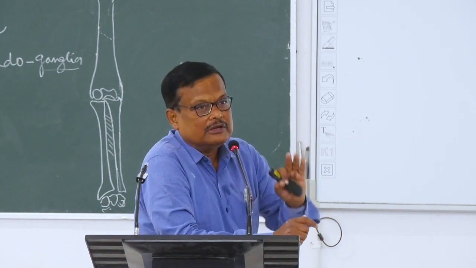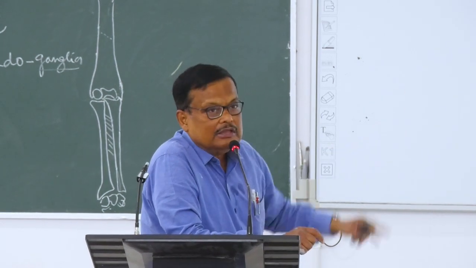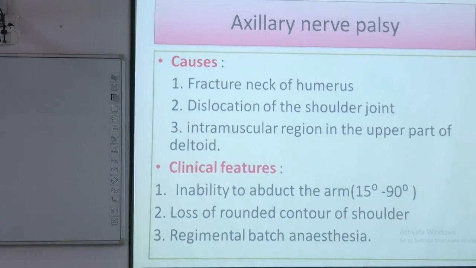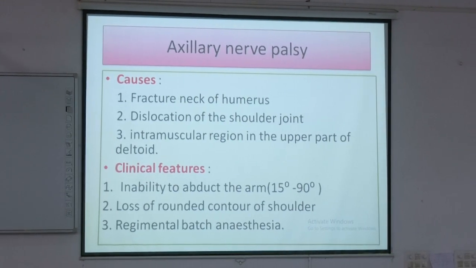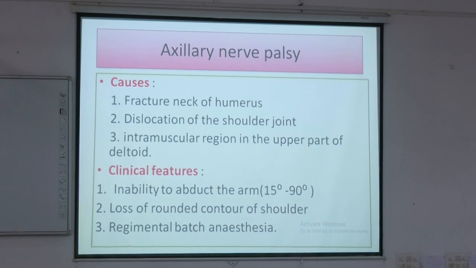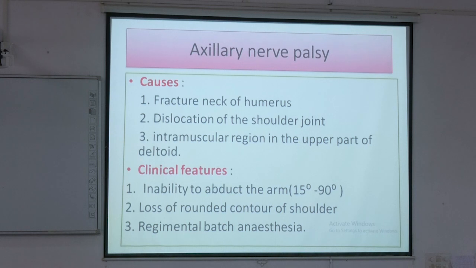I ask you: what is the ideal place for the intramuscular injection? Where to give it? Clinical features: what can happen with the axillary nerve? Inability to abduct the arm, loss of rounded contour of the shoulder, as I said, and regimental patch anesthesia. Finish. If you write this, 4 out of 4, you can lose a quarter mark for a point like this.